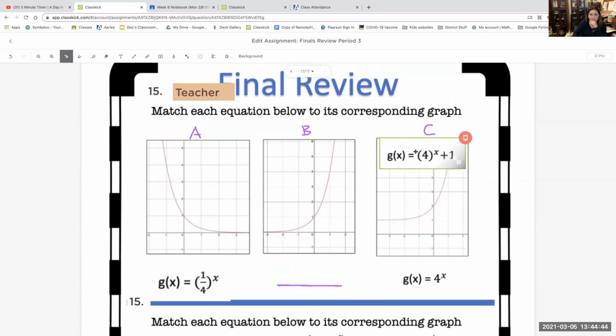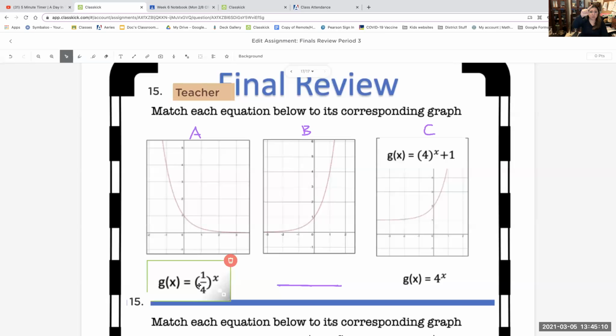It's C, because it's above the line. You see how it's moved up? So that's going to be C. All the other ones look exactly the same, which means that it could either be I'm dividing by 4 or I'm multiplying by 4. So remember, we've done an example of both of these.